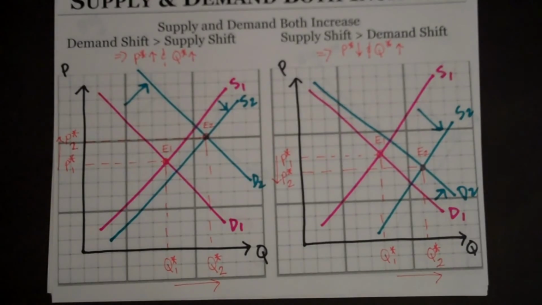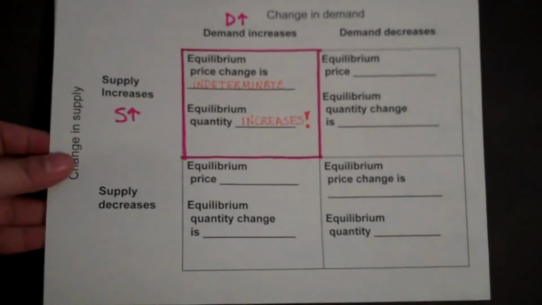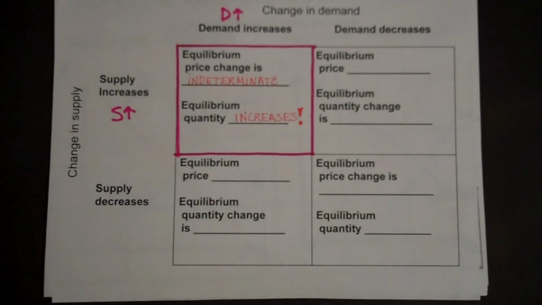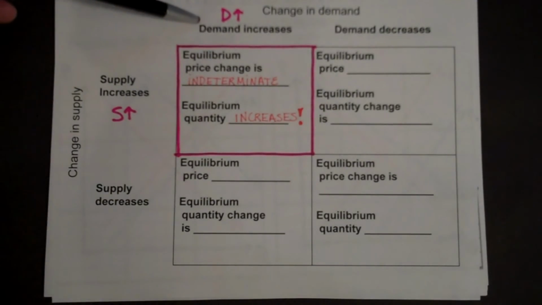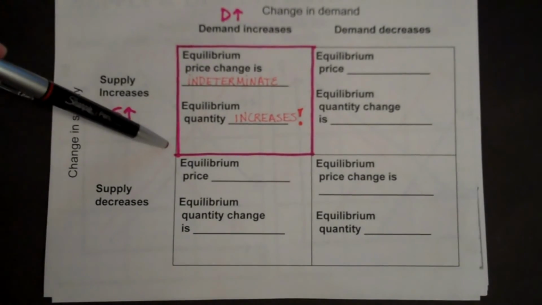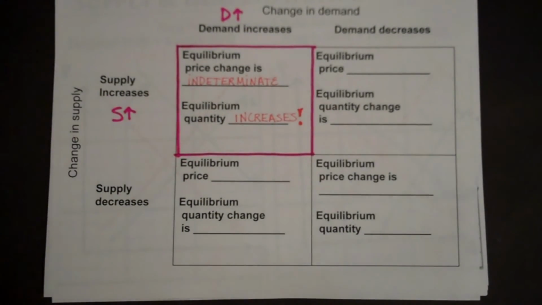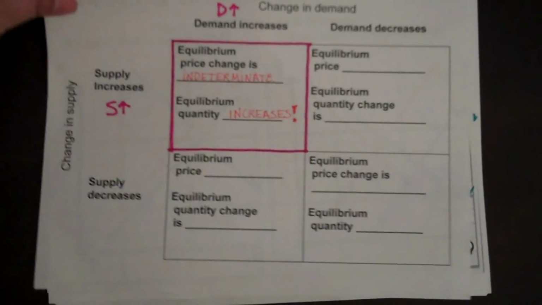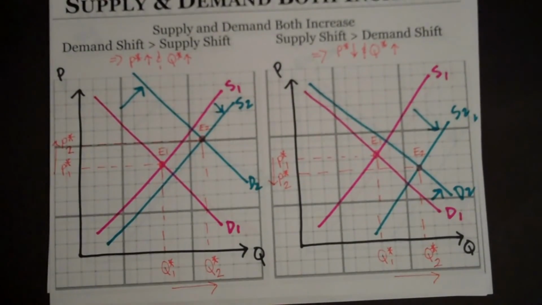To summarize this information, we can fill out the chart on the back of your handout. This is where supply increases and demand increases. So it's this first little square right here in the upper left-hand corner. We find that when supply and demand both increase, our equilibrium quantity always increases. You can see that here in these two graphs, the quantity is increasing here and here.